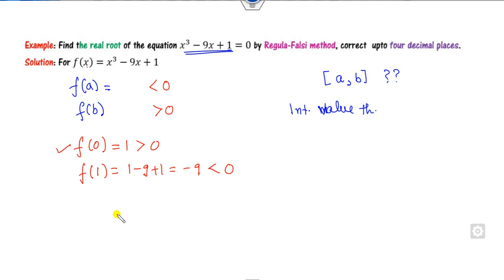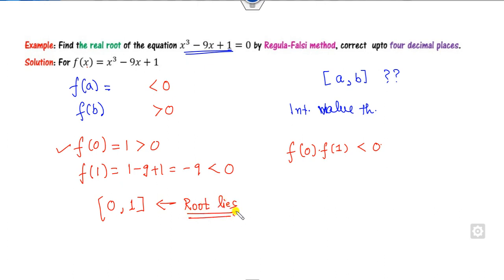So we get the two values 0 and 1 which are of opposite sign, that is f(0) f(1) is less than 0. What is the meaning of that? It means the root lies between them. Fine. Also you can see, if you find f(2), it is greater than 0. That's your choice, because there are three roots. You can find the root either between 0 and 1 or between 2 and 3.